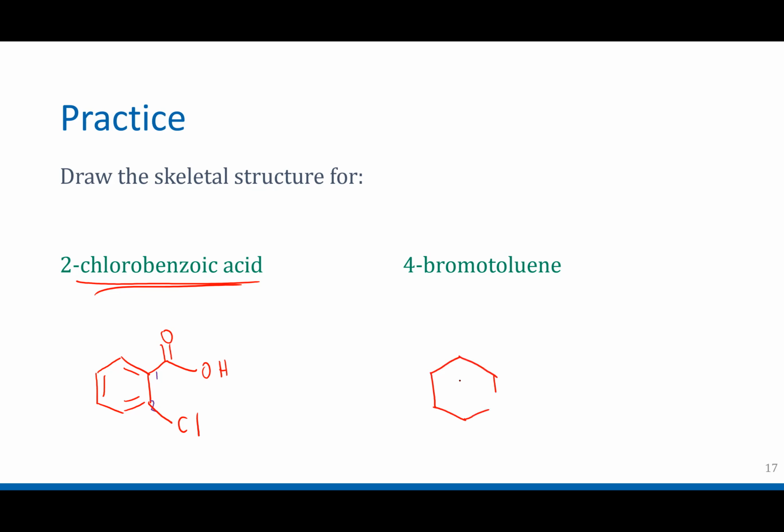All right, so let's do the next one. Toluene is just methylbenzene, guys. It doesn't matter where you put the double bonds in the ring. So there's toluene, and on the fourth carbon, I put a bromine. 1, 2, 3, 4. Boom, bromine. There we go. That's it. Done. Easy. Nothing too crazy.